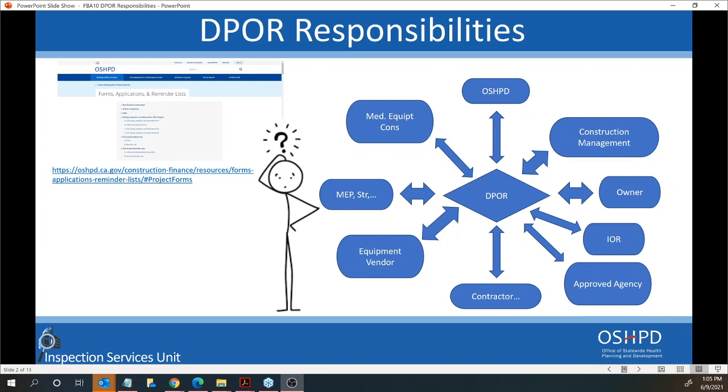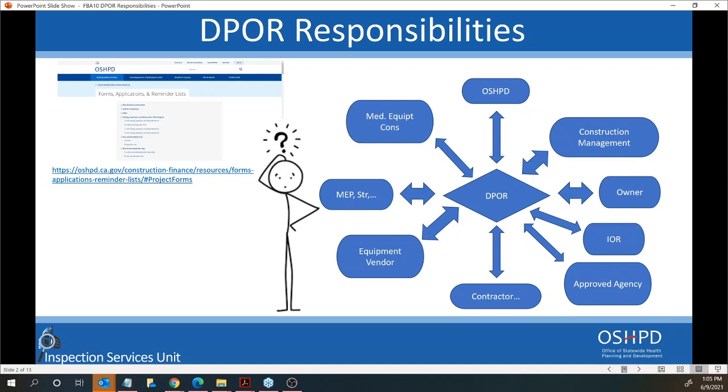The definition in the CBC 200 says: registered design professional in responsible charge is a registered design professional engaged by the owner or the owner's authorized agent to review and coordinate certain aspects of the project, as determined by the building official, for compatibility with the design of the building or structure, including submittal documents prepared by others, deferred submittal documents, and phased submittal documents.